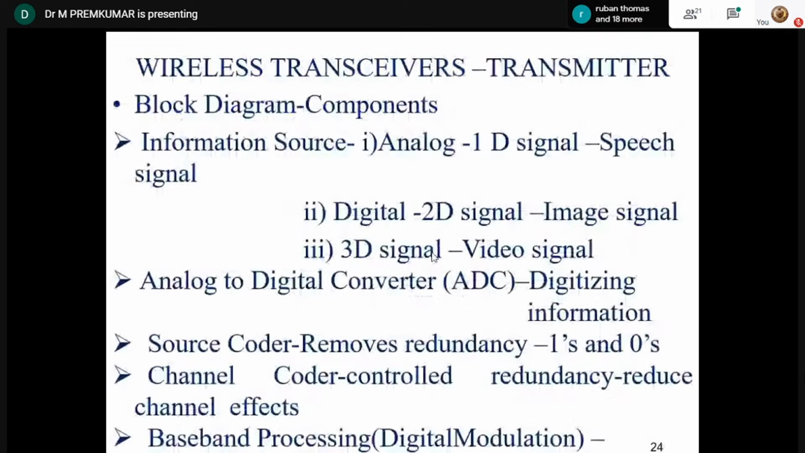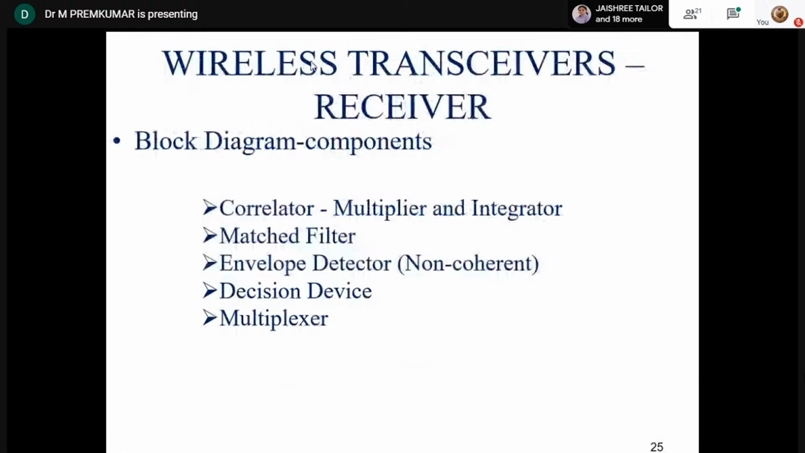Okay. So as we have seen the various possibilities of the wireless transceiver, you need to segregate whether you're going to go in for an analog signal, an image signal, or a three-dimensional signal. An AD converter digitizes information, the source encoder removes redundancy, ones and zeros. The channel coder adds controlled redundancy. All these areas you can contribute to at the backend side. That is what I would like to stress. This is the area where the concept of the baseband section for a wireless system startup begins.